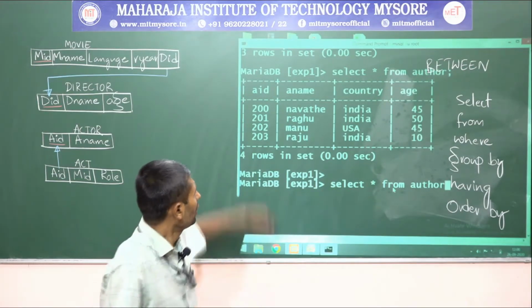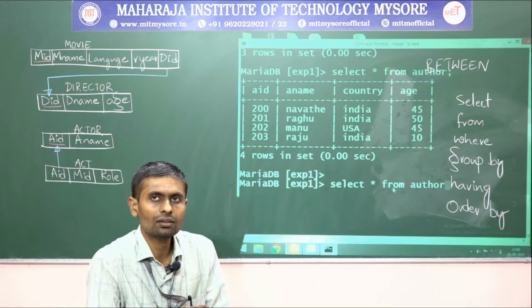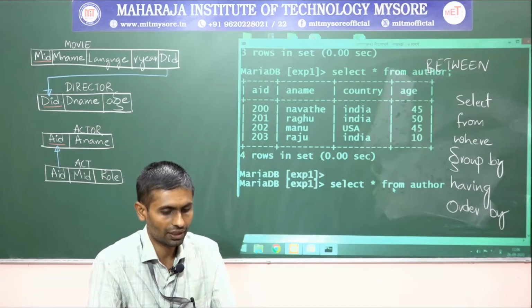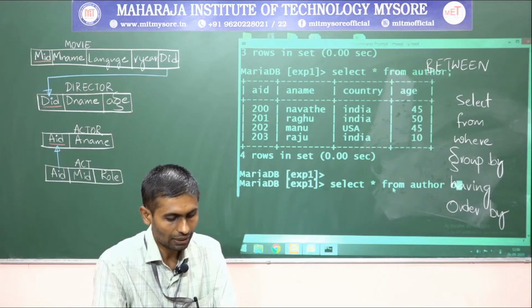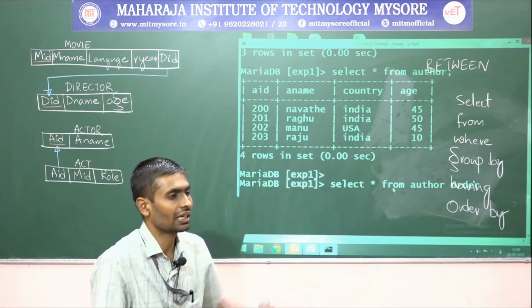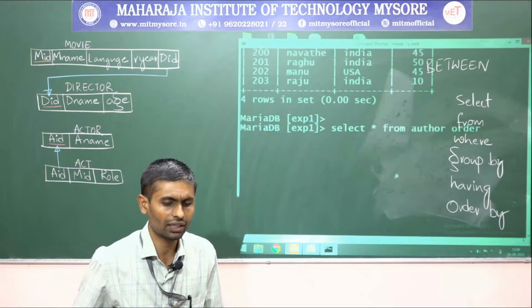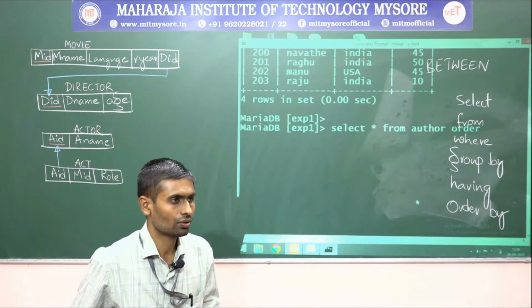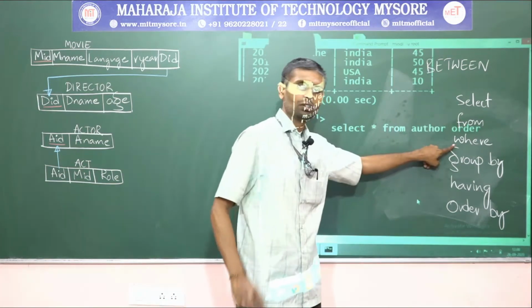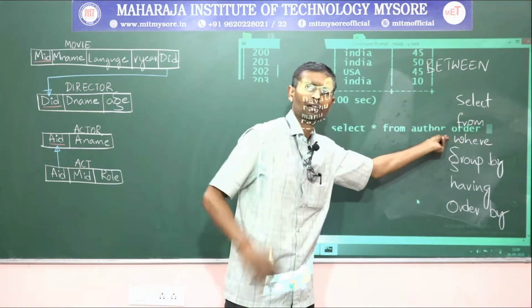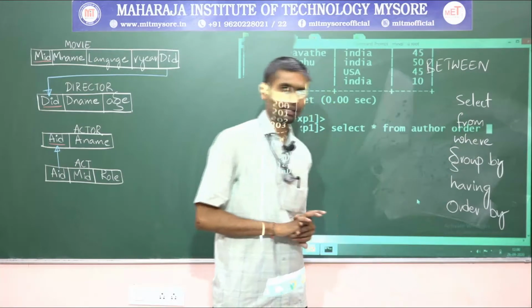So to get all author details based on the age wise sorted list, right? To get it, I'll write SELECT star FROM author. I don't want to check any condition. What I require is only the sorted list, right? So for that, SELECT star FROM author. I don't want to check any condition, so for that, I left this WHERE clause.